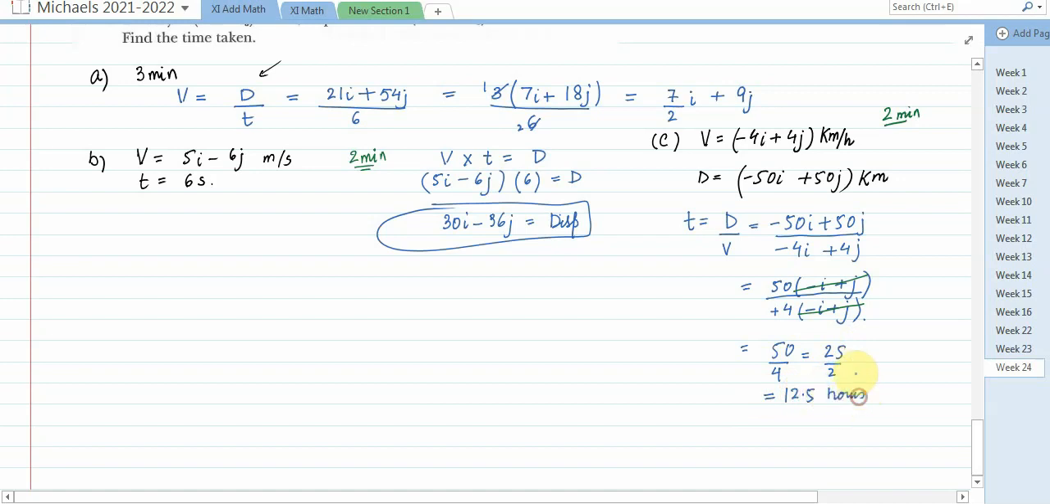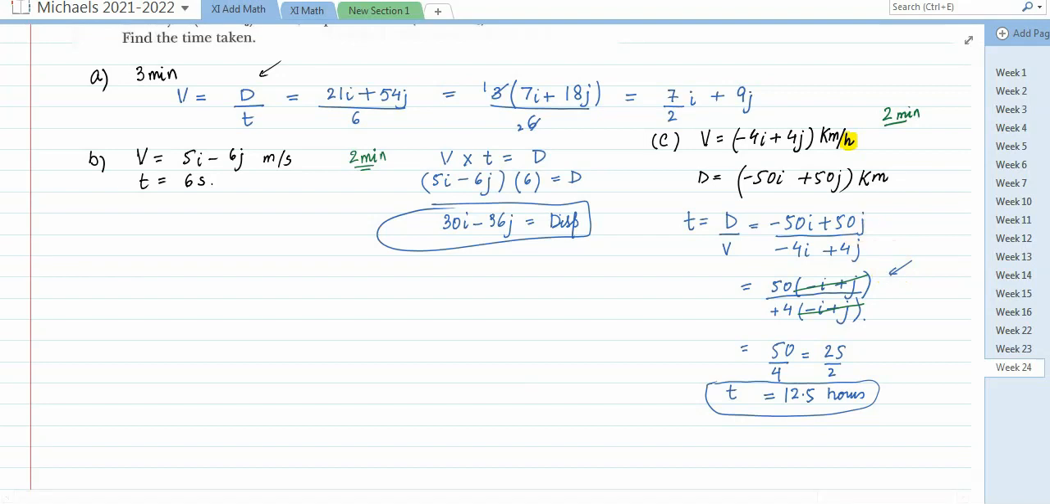Why is it hours? Because speed is given in kilometers per hour. And it also verifies because time does not require any direction. That is why the i and j components are cancelled in this part, because time is independent of the direction. Alright, moving on to the next question.